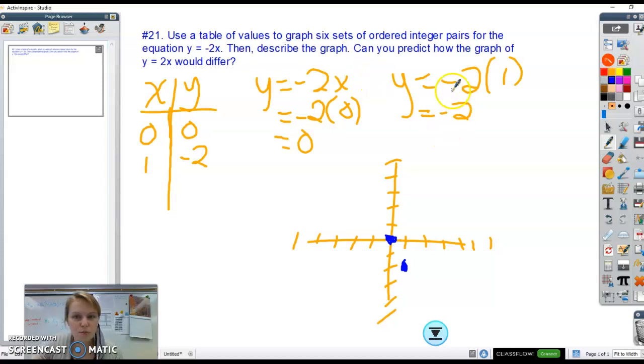And then it says, can you predict how the graph of y equals 2x would differ? So there's no negative, so they're just asking, what do you think? Would it be a different slope? Would it curve? Would it not? Do the best you can on that.